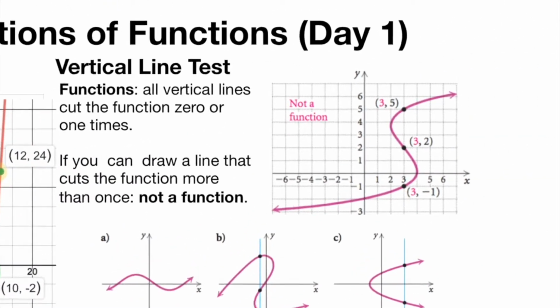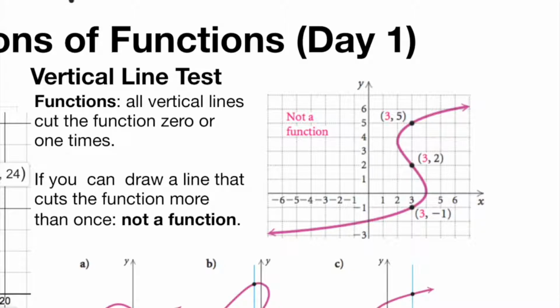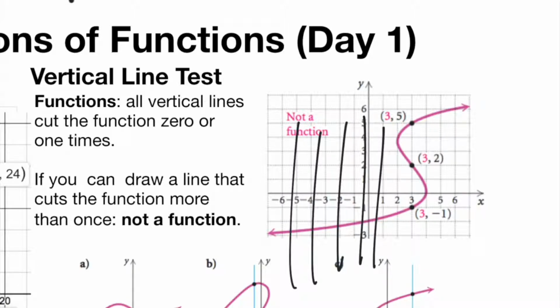Vertical line test. Now, here we've got a graph of some relation, and you can see that it kind of snakes around like this. And a function graphically will have all vertical lines cut the function 0 or 1 time. So if you are drawing vertical lines, then it looks like this. Vertical line, vertical line, vertical line, 1 time. It touches the function 1 time. However, you can draw a vertical line here and notice that it cuts the function 3 times. Now, if you can draw a line that cuts the function more than once, it's not a function.